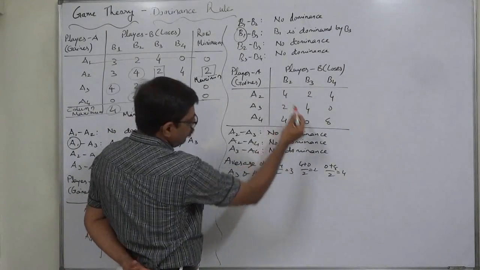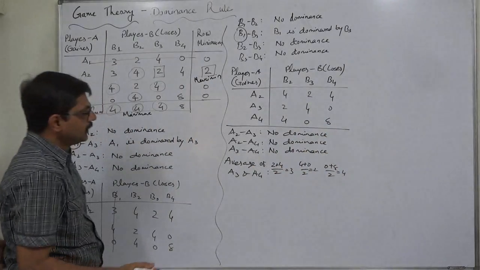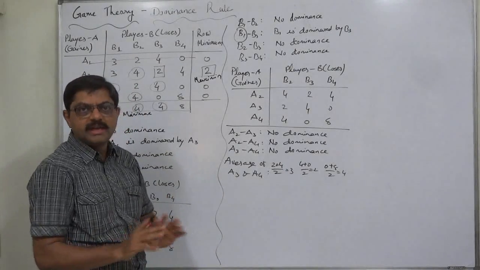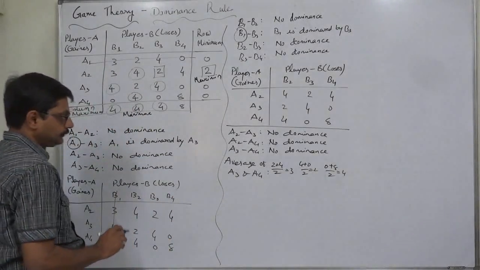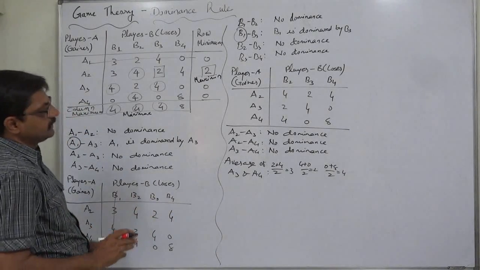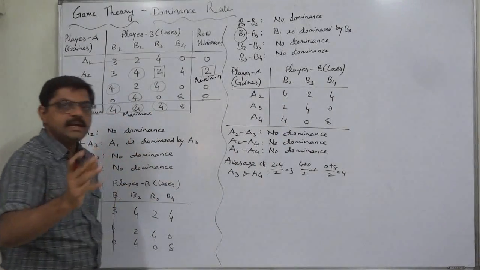3, 4: A2 dominates. 2, 2: equal. 4, 4: equal. So A2 dominates against A3 and A4, so we cannot delete A2 on this ground. I think it is better to check now for columns because still we need to remove one column.